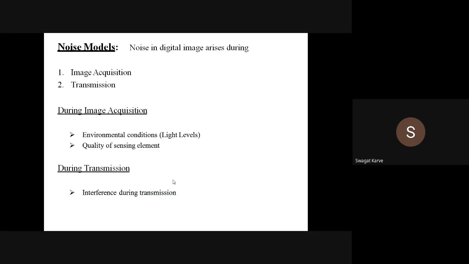So the last point of this unit number 5 is remaining: noise models. What are the different noises that affect the image, and because of which the image is called a degraded version? So what are the different noises? That part we are now going to discuss.